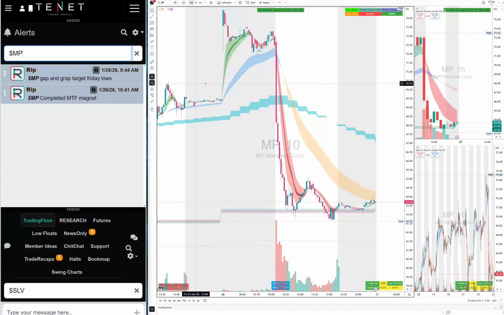But as soon as it broke down here, it was a gap and crap. So I told the traders a gap and crap. It broke this, pushed to the first MTF target, and then ran to the MTF target. It was a monster short. I don't know, the market was just not loving any of these names today.